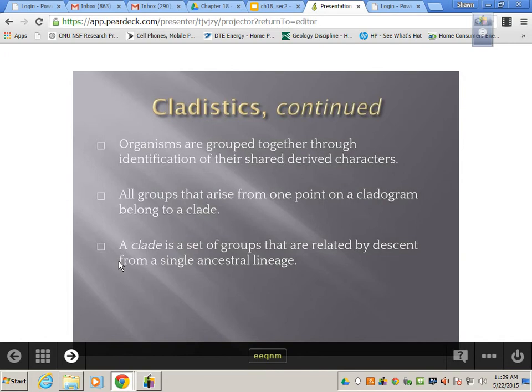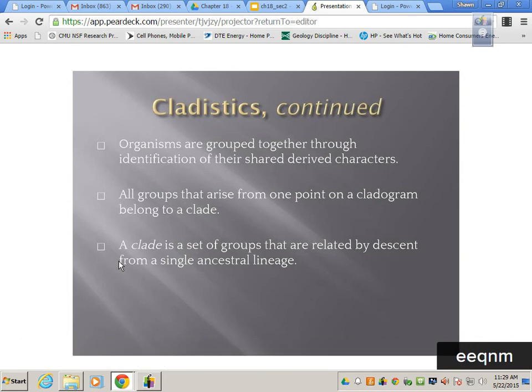So organisms are grouped together through identification of their shared derived characters. And all groups that arise from one point on a cladogram belong to a clade. It sounds a lot like a clan, right? Like a group. And a clade is a set of groups that are related by descending from a single ancestral lineage.